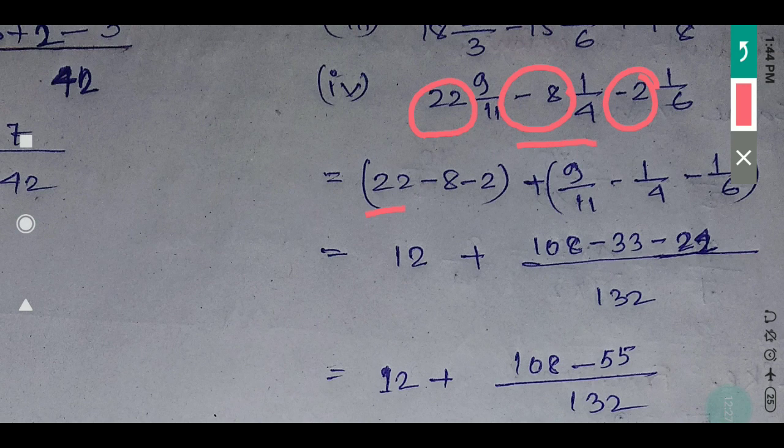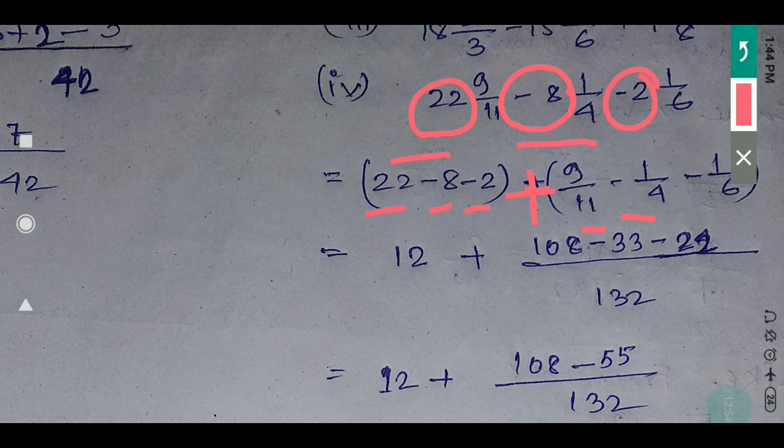After that, minus 8 and minus 2 are there, and 2 is written with a plus sign, because before 9/11 a plus is there. See, 9/11 I have written, because the whole number part I have written already. Now it's time to write the fractional part, which means 9/11. Then before 1/4 a minus is there, so minus 1/4. And before 1/6 a minus is there, so minus 1/6.